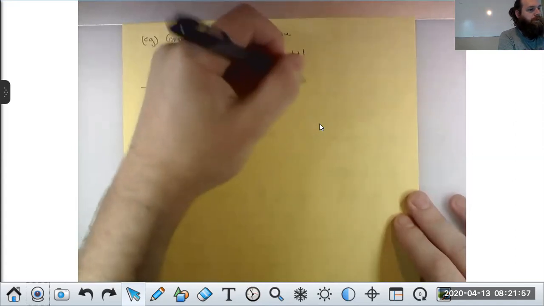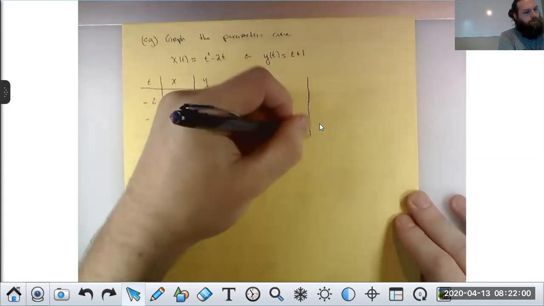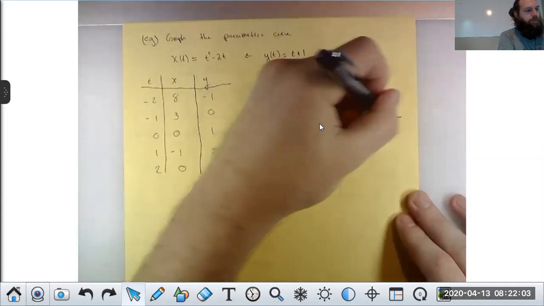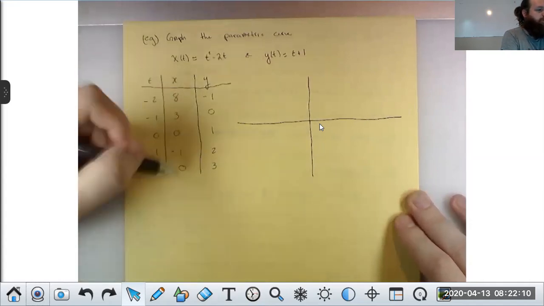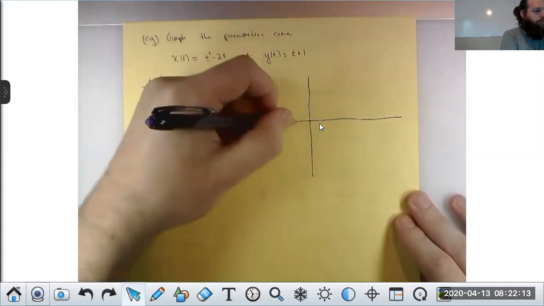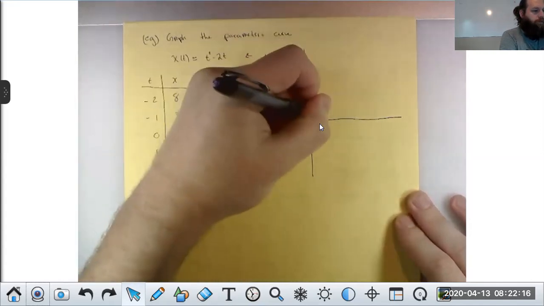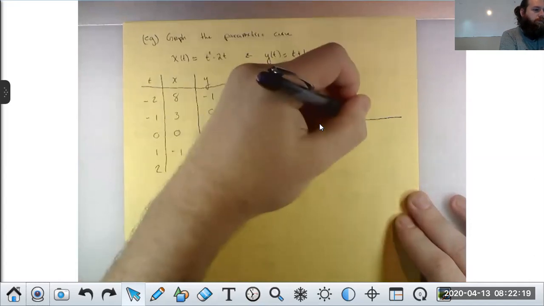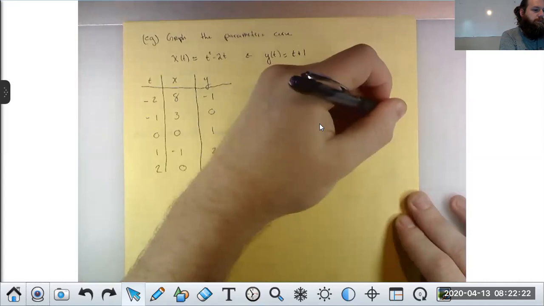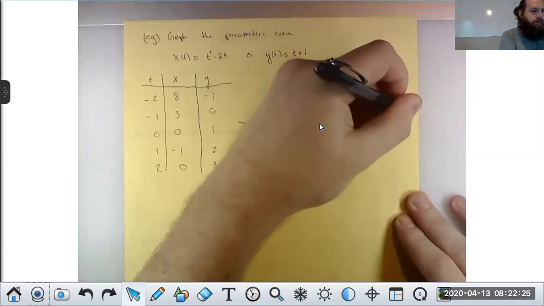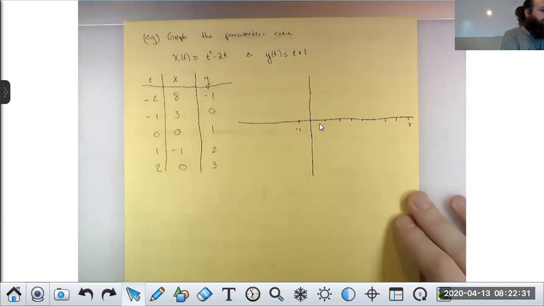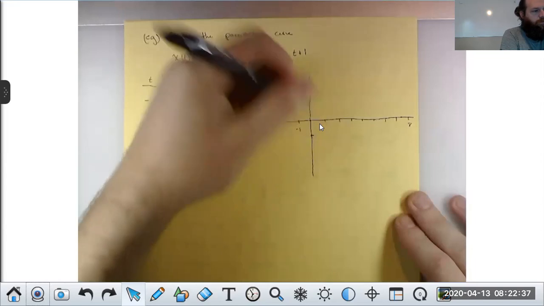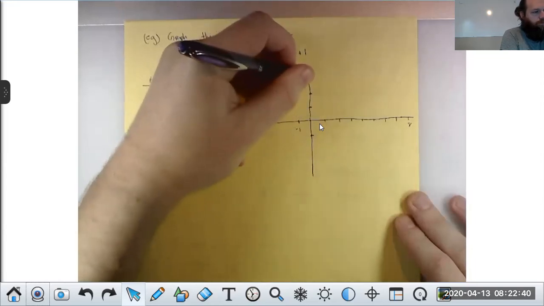So if I come over here to my xy plane and I mark off some values, it looks like my x values are going to have to run from negative 1 up to 8. So maybe I'll mark this as negative 1, and then 1, 2, 3, 4, 5, 6, 7, go a little further to get out to 8. And then my y values need to run from negative 1 up to 3, so we'll start there, call this negative 1, 1, 2, 3.